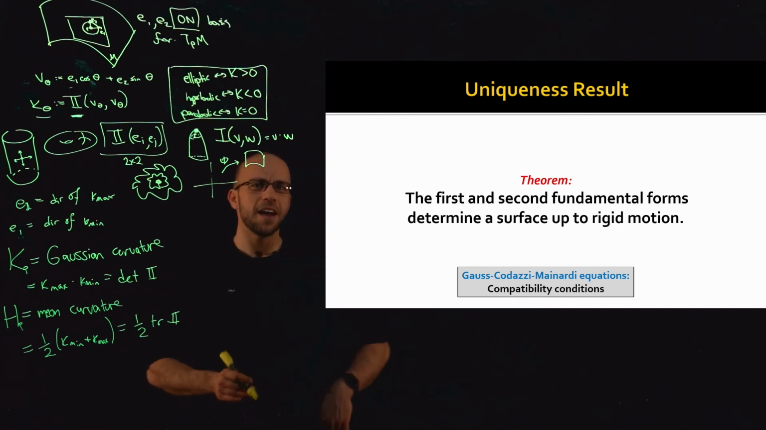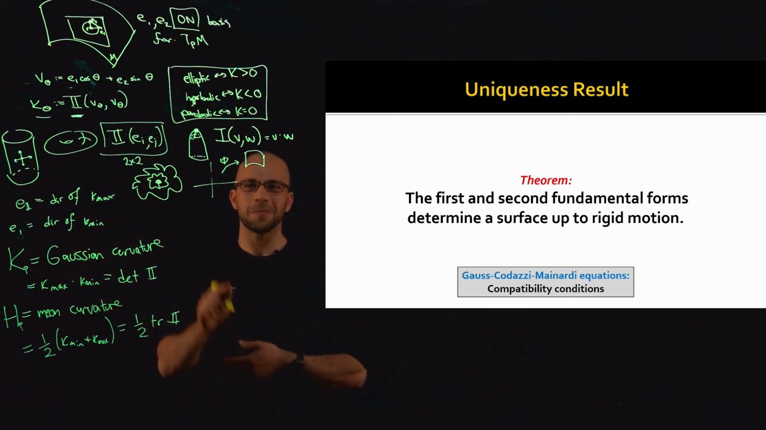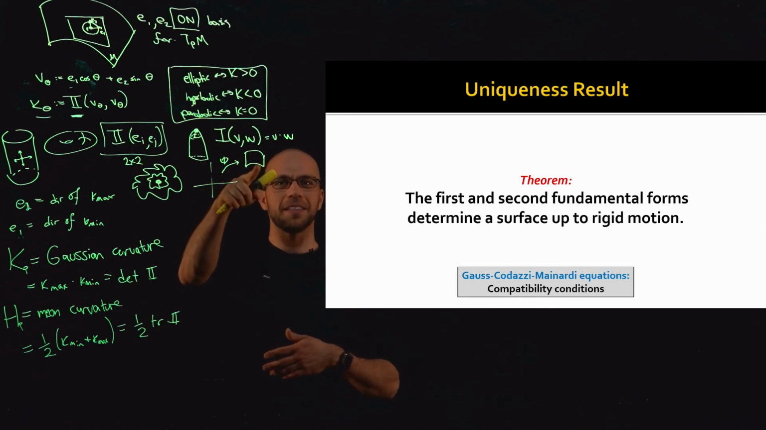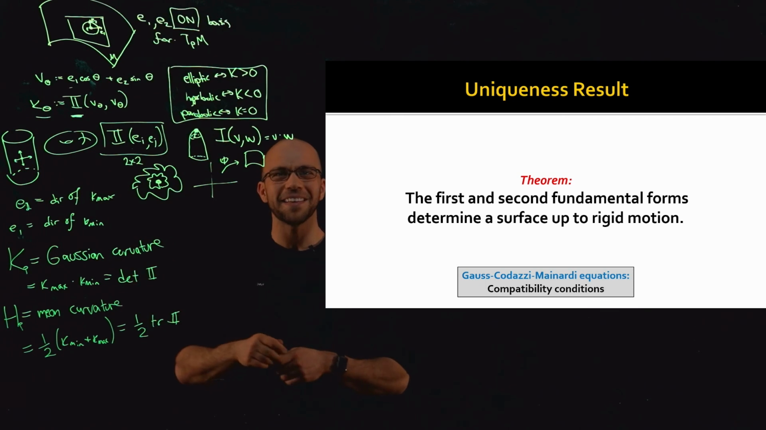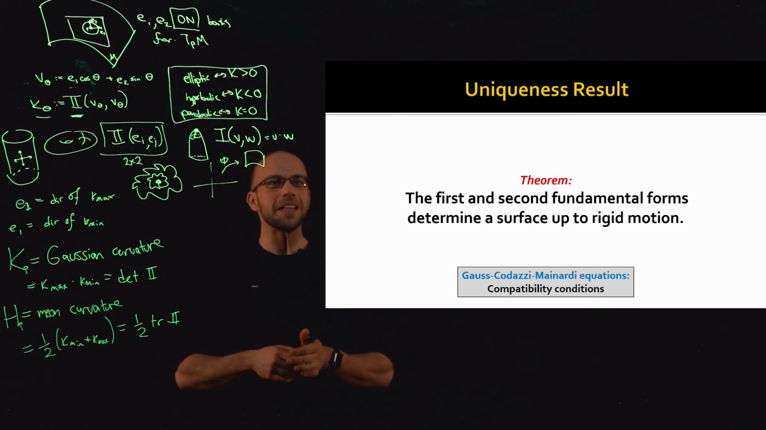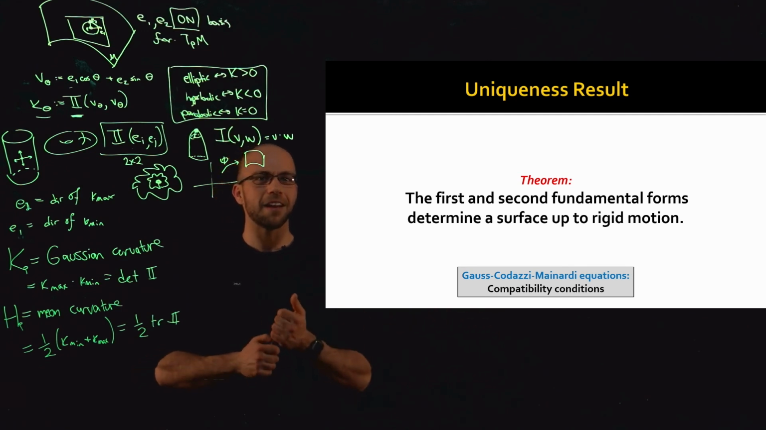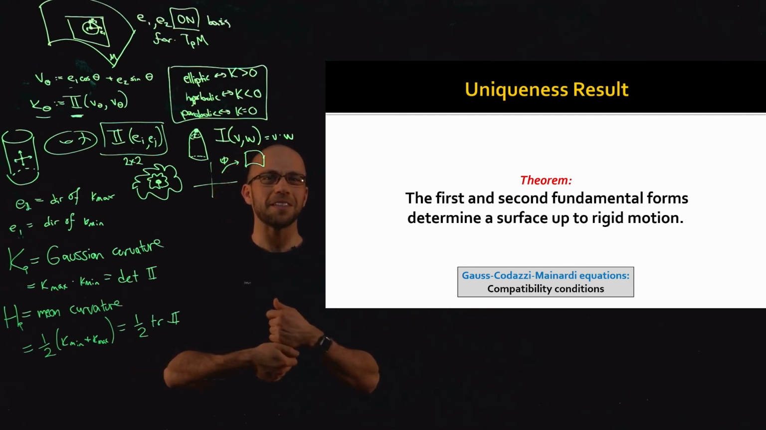However, one thing that is not true is that I can't just draw arbitrary first and second fundamental forms downstairs and expect there to exist a surface with those fundamental forms. That turns out not to be the case. This is where things get a little bit different from the curve case. And in particular, you need some compatibility conditions called the Gauss-Codazzi equations, or sometimes the Gauss-Codazzi-Mainardi equations.